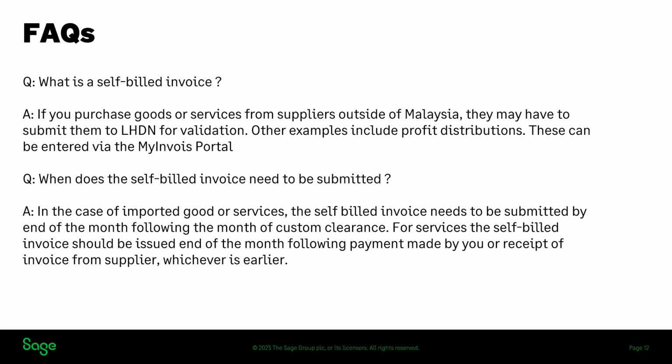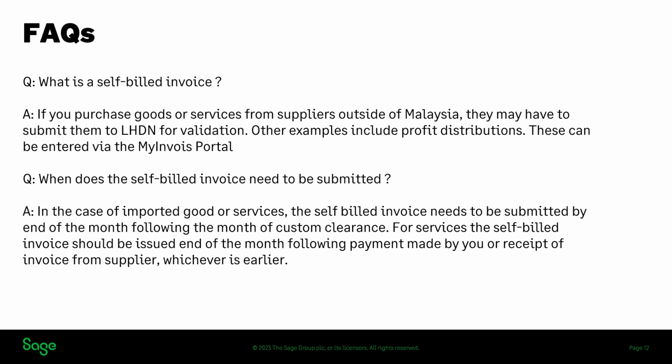Okay? The other one that comes up is, what is a self-billed invoice? Basically, a self-billed invoice comes up in a couple of situations, right? If you're purchasing goods or services from folks outside of Malaysia, say you're buying something from Australia, they don't have to make any submission to LHDN for validation, right? But what has to happen is that you, as the customer, have to do that submission, okay? Another example is things such as profit distributions, dividends or interest that get issued from one organization, maybe a parent company to a subsidiary company or vice versa, okay?